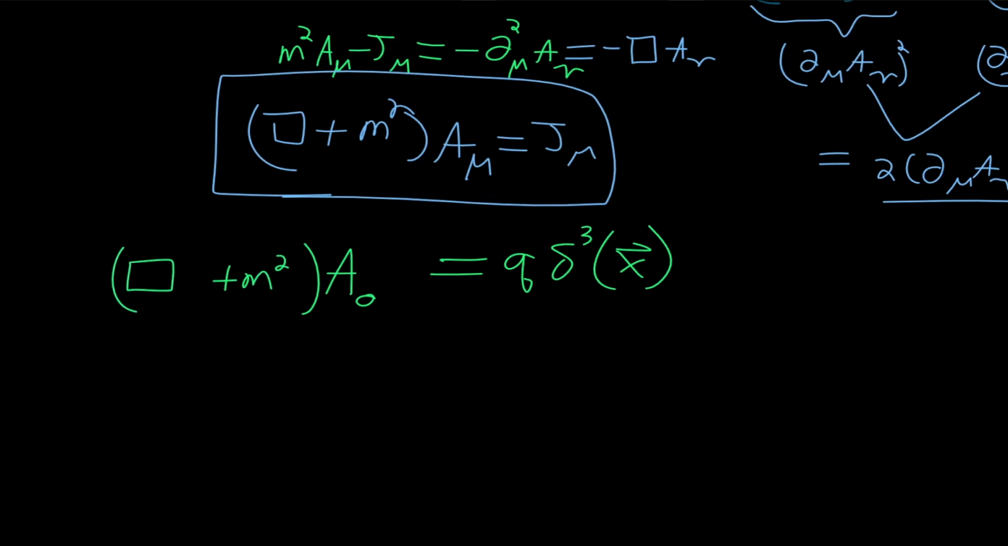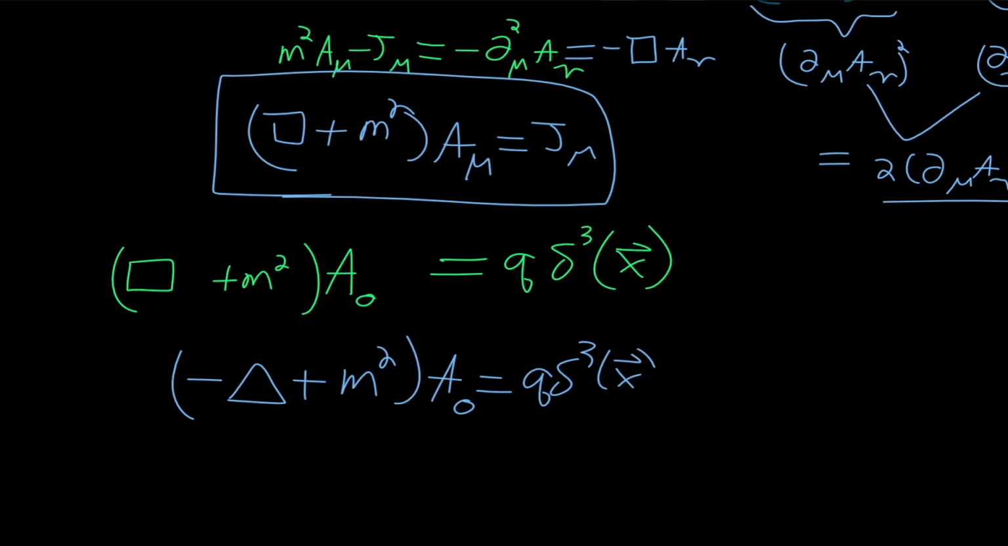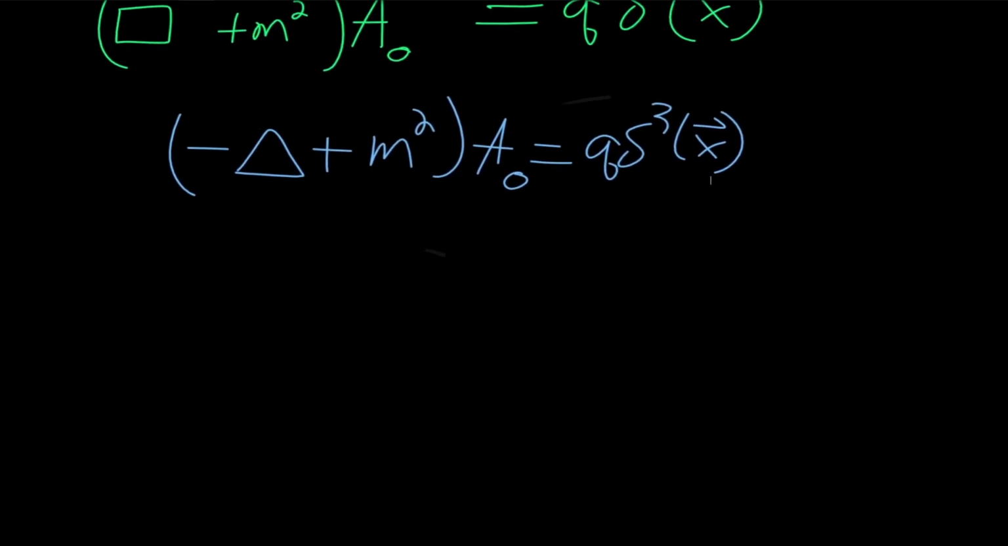Now one critical assumption that we are going to make is that this is not going to be time dependent. That is, the partial derivative of this with respect to time is just going to be 0. So another way to represent this is negative our Laplacian, which is the sum of our second derivatives, plus m squared, times A^0, equal to q times this right here, of course. And what this allows us to do is solve this differential equation using Fourier transforms.